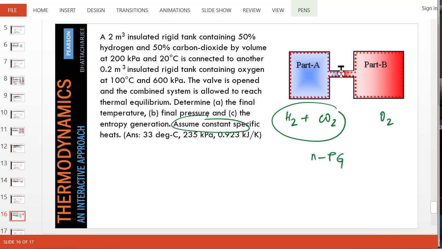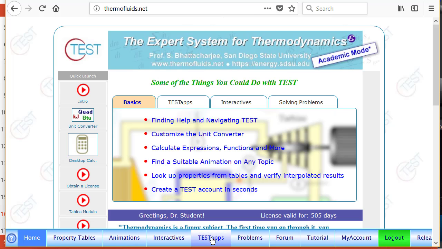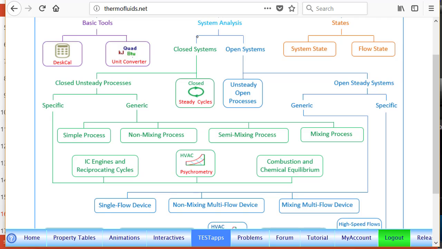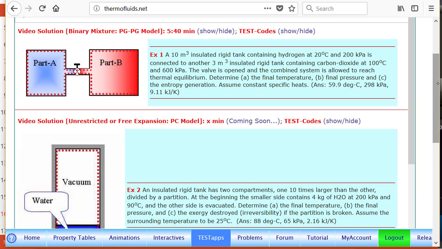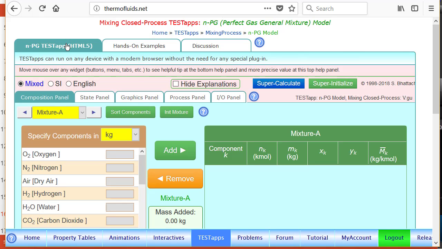The conditions are supplied in each tank, and we are asked to find the final temperature and final pressure as well as entropy generation. I have solved a similar problem involving pure gases, so let's expand on that idea. So we'll start with the suitable test step: closed system, generic branch, mixing process. If two gases were pure, we would have picked PG plus PG or IG plus IG, or with the same gas mixing, we would have picked a pure gas model, but now we'll pick the NPG model. This is going to allow us to have the final mixture made of 3 different species.